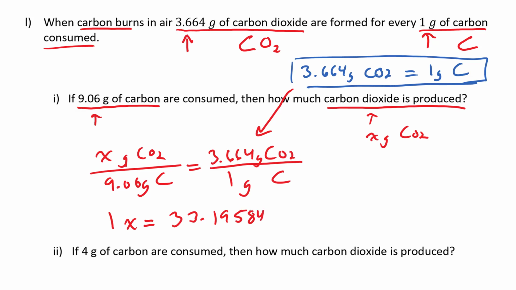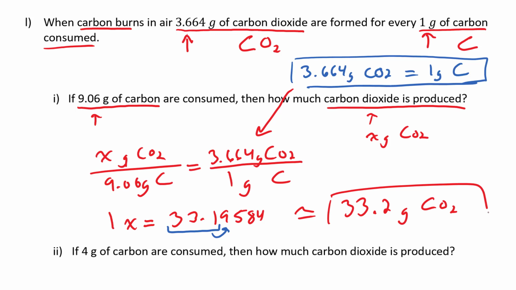Please write down all those numbers. Very important: do not round off until the final answer. Here's the final answer here. We'll say it's 3 significant digits. So what we do when we round off, we're going to round off to 3 significant digits. I look at the number beside it. It's greater than 5, so this rounds up. So this is approximately equal to 33.2 grams of carbon dioxide. So every time I burn 9.06 grams of carbon, it produces 33.2 grams of carbon dioxide.